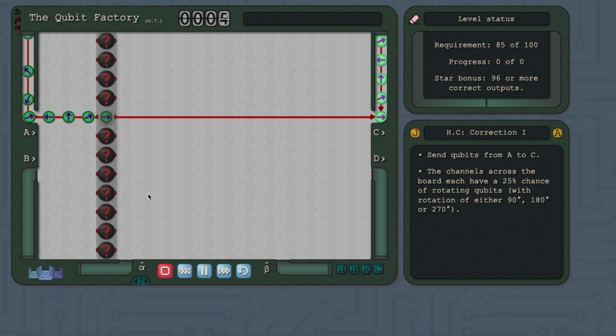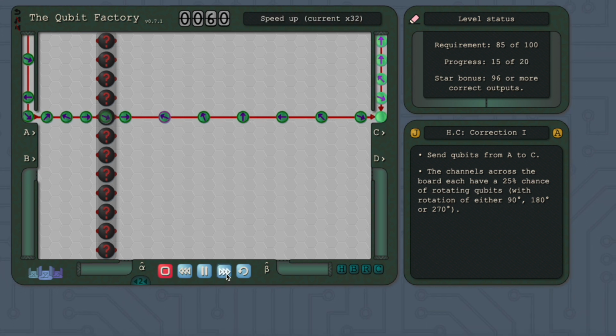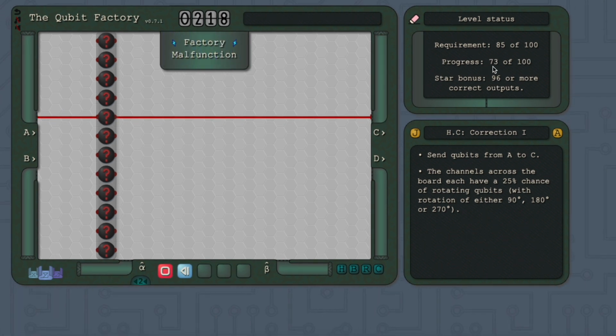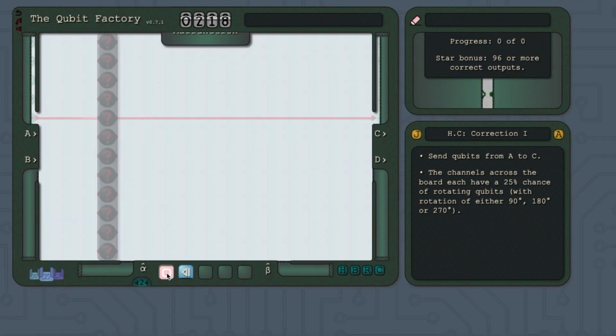Most of them are going to go through unscathed, but occasionally at random, one of them is going to be rotated. There we go, rotation. Speeding this up, we see that we get 73 out of 100 correct, which falls well short of the 85 out of 100 we need to pass this level.